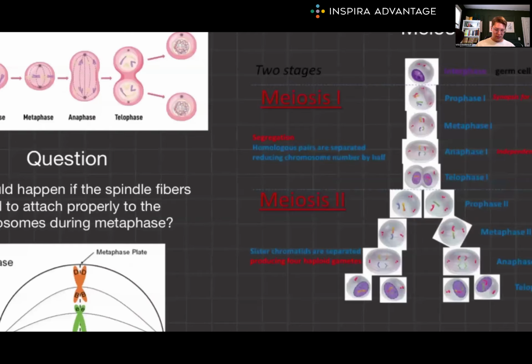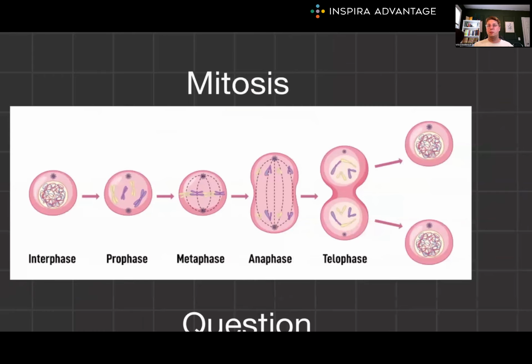Let's start with the easy one, mitosis. Mitosis is the process by which somatic cells divide to reproduce two genetically identical daughter cells. It's crucial for growth, repair, and asexual reproduction.